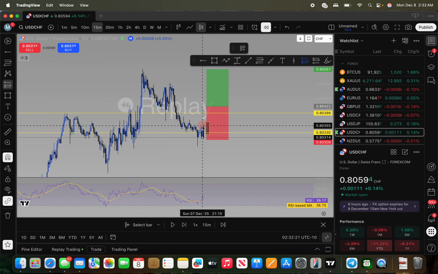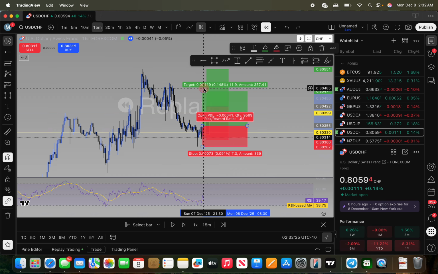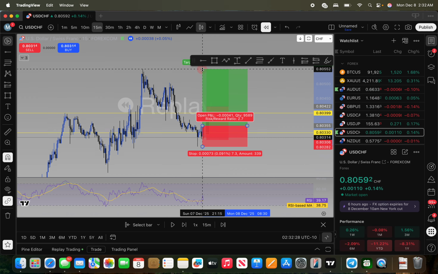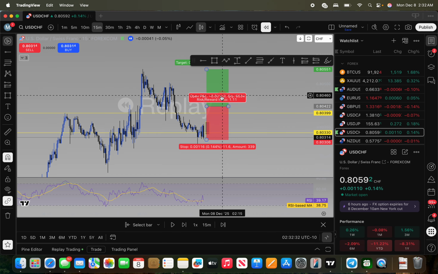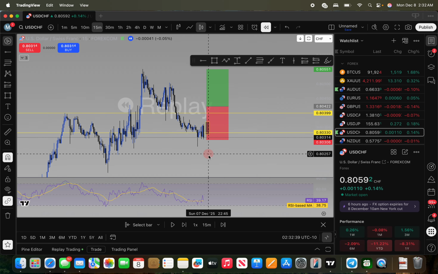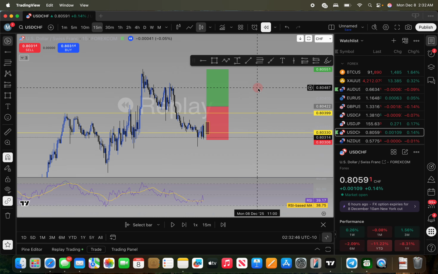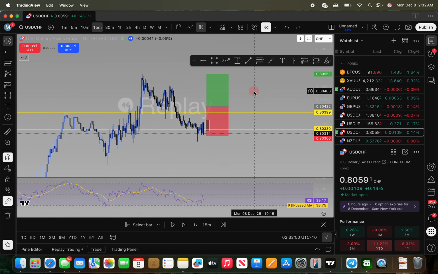And the trade would have been 1 to 2.6 instead of 1 to 1.11. But yeah, I'm still new to this strategy, so I just wanted to follow all the rules and steps.